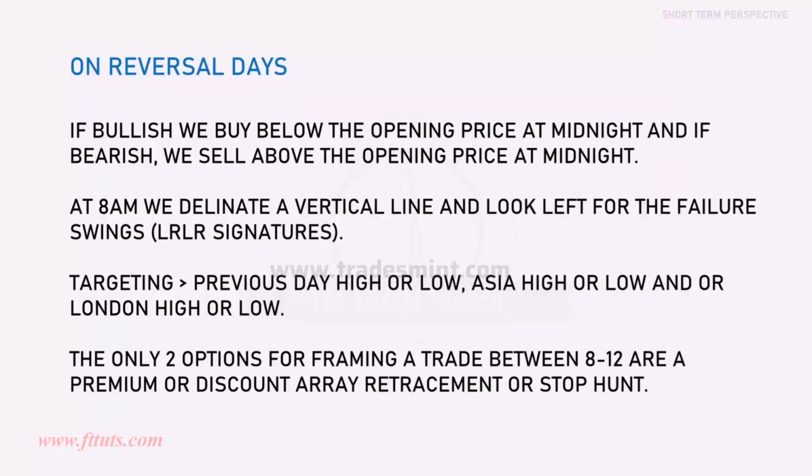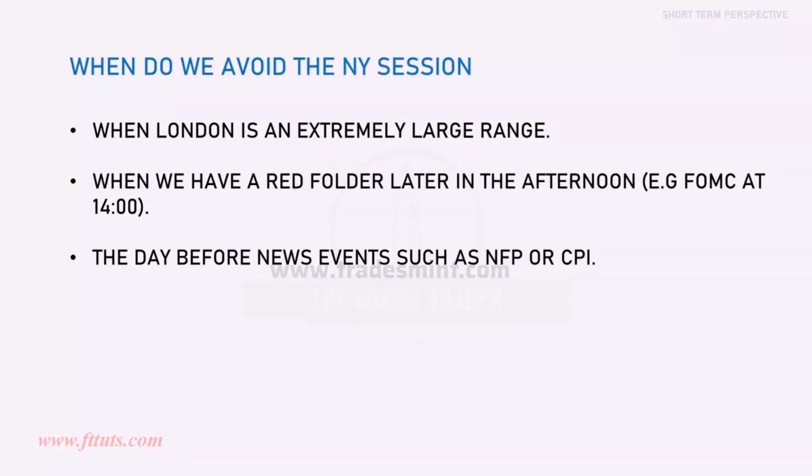So at 8 a.m. we delineate a vertical line, and then we look left for those failure swings, right? Those LRLR signatures. Then we think back about core concepts, right? Failure swings, engineered liquidity, equal highs, equal lows, trend line, and all that kind of stuff. Now, what are we targeting? We're going to be targeting previous daily high or low, right? The easiest draw on liquidity, Asia high or low, or London high or low. The only two options for framing a trade between 8 and 12 are premium and or discount array retracements or a stop hunt.